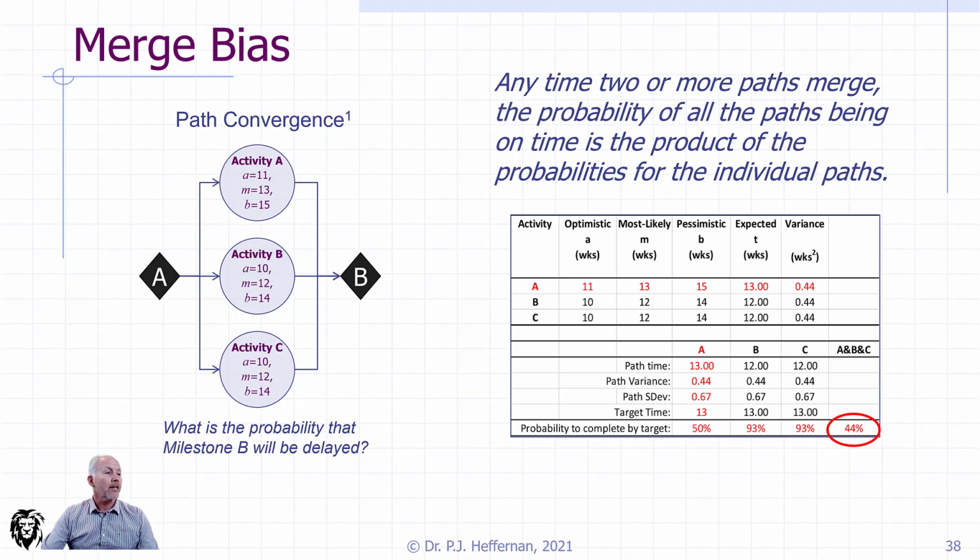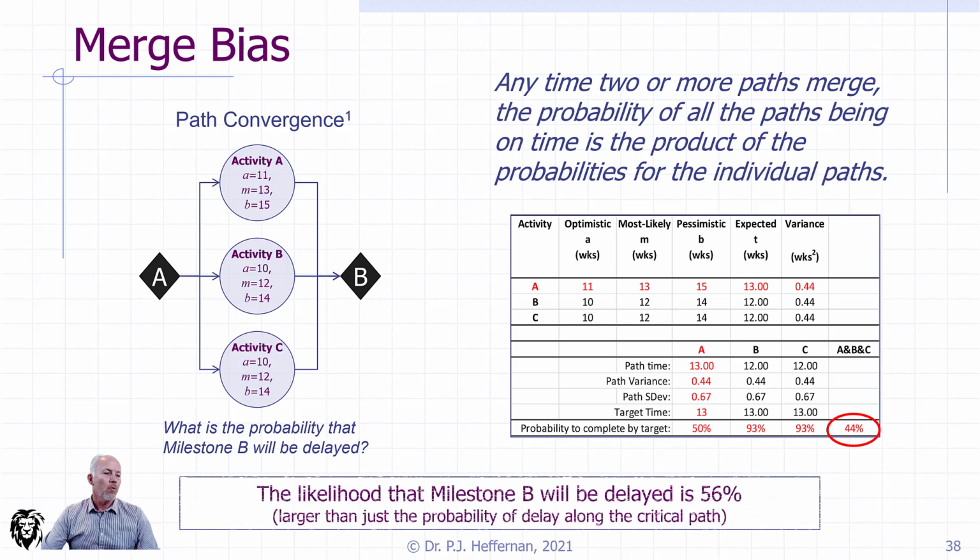But if we want to know the actual probability of milestone B being completed on time, it would be the product of 50%, or 0.5, multiplied by the 93%, or 0.93, multiplied by the 0.93 for activity C. That gives us a probability that it'll be completed on time of 44%. Or if we look at the inverse, the likelihood that milestone B will be delayed is actually 56% and not 50%, which it was without the bias of the merging activities.